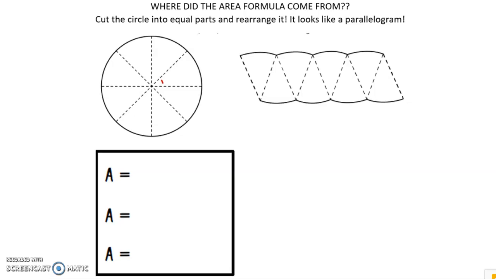I know that halfway to the center is the radius, and I know that around the edge, that's my circumference, right? Okay, so where do we see that on our new shape when we rearrange those pie slices? Well, the radius is still this dashed line over here. And now we see that the circumference, we have part of it on the bottom and part of it on the top. So this bottom part is half of the circumference, right?